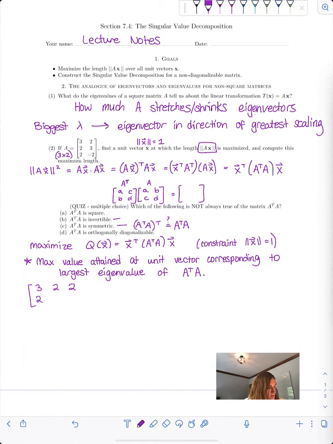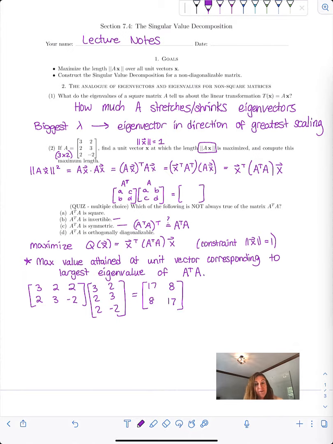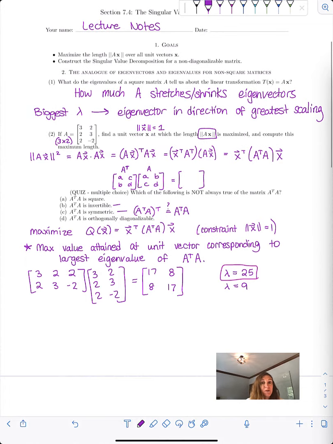Now we just need to find the eigenvalues of A transpose A, so we write down A transpose and multiply it by A. As always, you can pause and double check your multiplication and then join back up. We get 17, 8, 8, 17. If you do your eigenvalue calculations, you'll get two eigenvalues: lambda equals 25 and lambda equals 9. We want the largest one, so we focus on lambda equals 25, and we want to find an eigenvector.